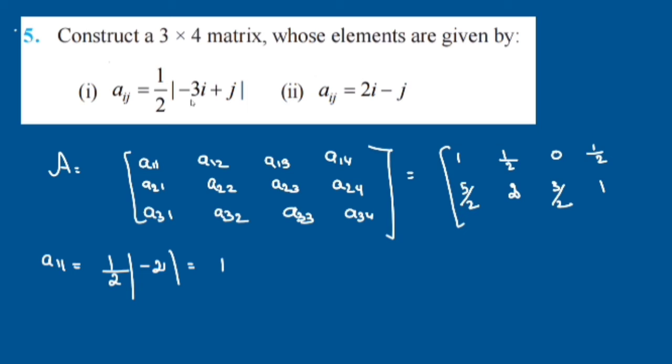A31 is minus 9 plus 1, so minus 8 by 2, that is plus 4. A32 is minus 9 plus 2, minus 7, that will become plus 7 by 2. A33: minus 9 plus 3, minus 6 by 2, that is minus 3, will become plus 3. A34 will become minus 9 plus 4, 5 by 2.